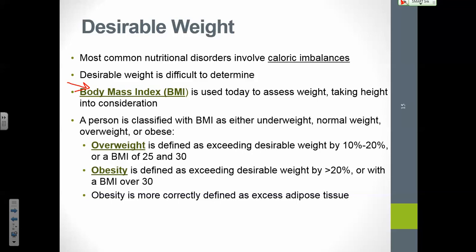There are people who exercise all the time and they've built so much muscle mass. Muscle mass is dense, and on the scale compared to their height, it may be overweight, but they're not obese because they don't have a high fat content. But anyway, basically, overweight is if you exceed your body mass index or your desirable weight by 10 to 20%. Or, in other words, you have a body mass index between 25 and 30.